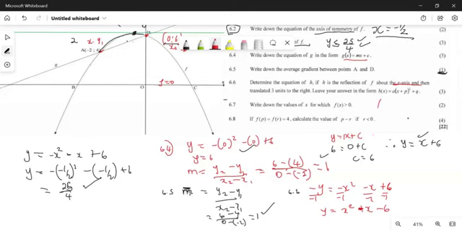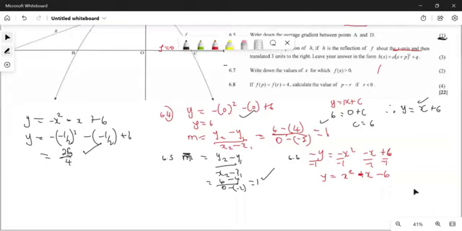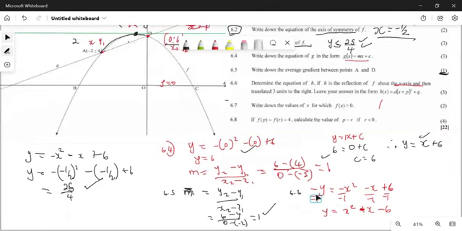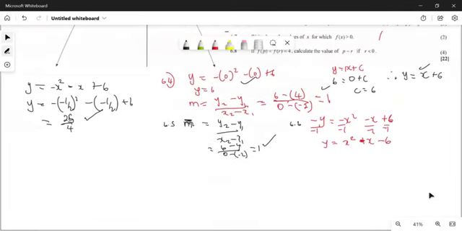And then they also want us to do this. From here, they want us to take the same equation and translate it 3 units to the right. We have this equation here, and we're going to put it in turning point form. Now, let's put this in turning point form. How would you do that?